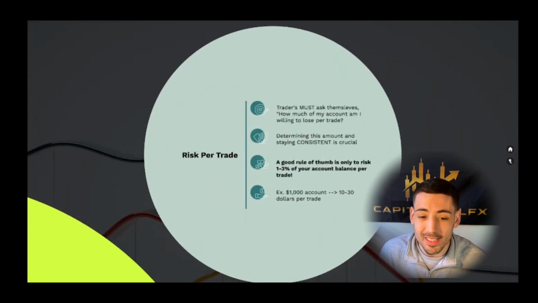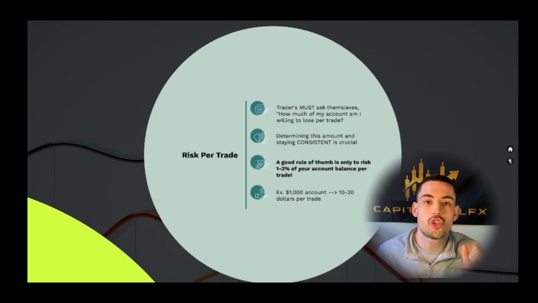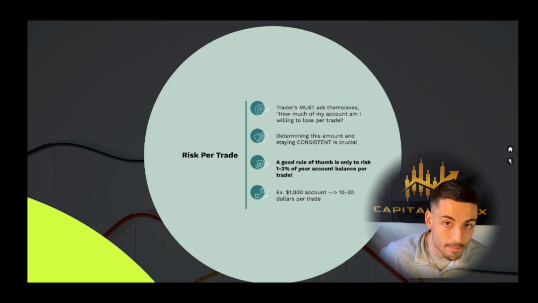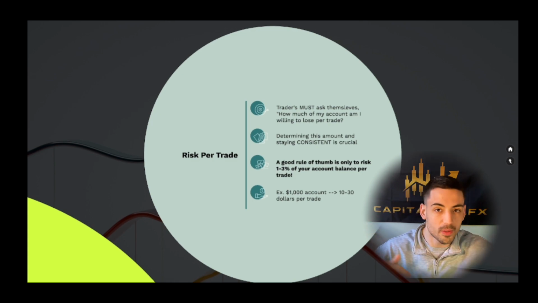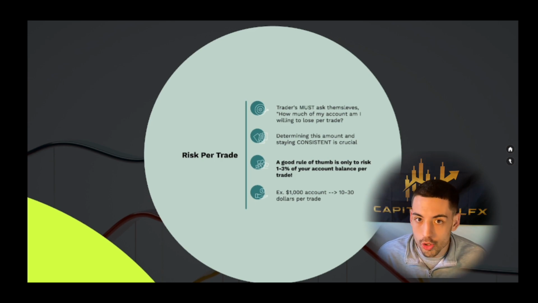So traders must ask themselves, how much of my account balance am I willing to lose per trade? Determining this amount and staying consistent is so crucial. There are so many new traders that start off by trading 50%, 40%, 20%, 70% of their account balance, and they're always fluctuating, right? You need to have a consistent amount of what you're going to risk per trade of your account balance. A good rule of thumb is only to risk 1 to 3% of your account balance per trade. Only 1 to 3% of your account balance.